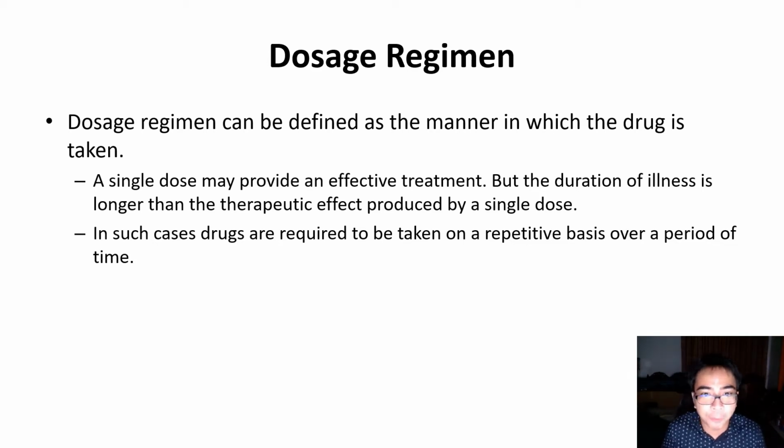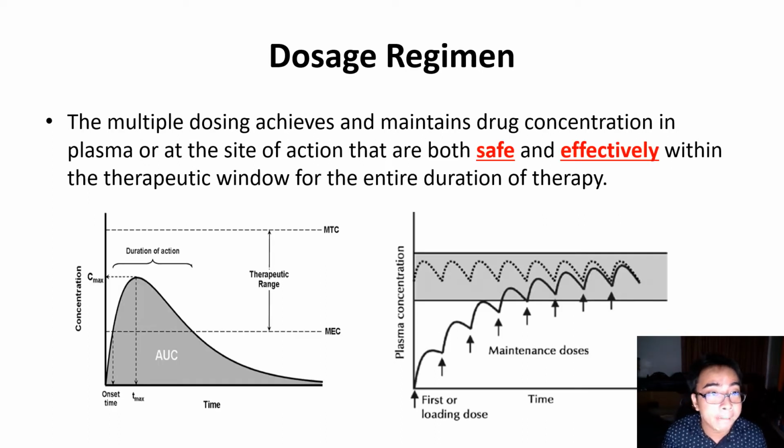Therefore, class, if we want to make sure that the infection goes away, we need to provide a treatment that we can give multiple times to make sure that the concentration of drug in the patient is still at optimal levels, or at therapeutic levels. So in such cases, drugs are required to be taken on a repetitive basis over a period of time, and that's where dosage regimen design comes into play. Multiple dosing, class, achieves and maintains drug concentration in the plasma or at the site of action that are both safe and effective within the therapeutic window for the entire duration of therapy.